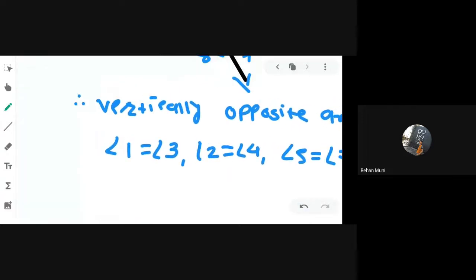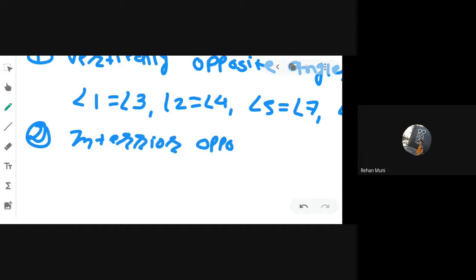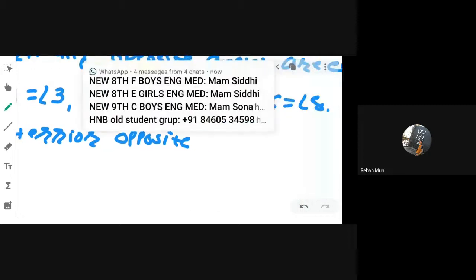Clear all of you? It is the first angle relation we described from this theory of Euclid's. Okay, now second thing. Same thing we have: interior opposite angles. Interior opposite angles are also equal.